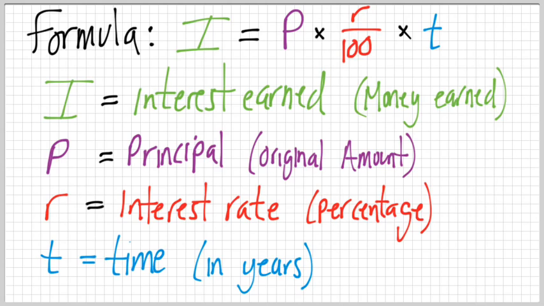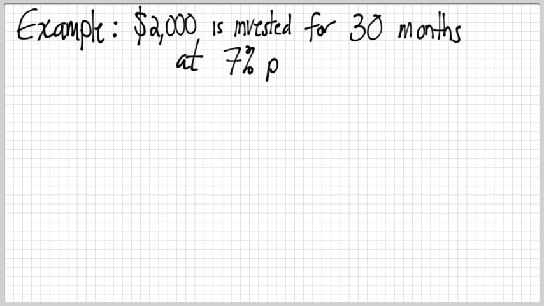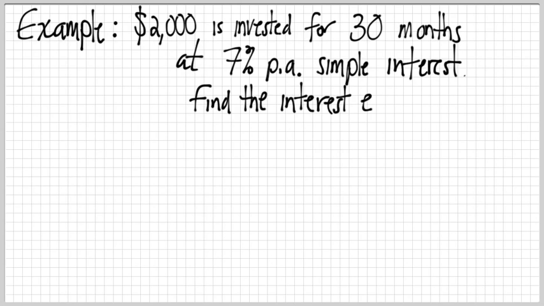Again, we need to make sure we have the right units of time. So when the interest rate is per annum, then we need to put in time in years, right? Let's look at an example. $2,000 is invested for 30 months at 7% per annum, simple interest. Find the interest earned.